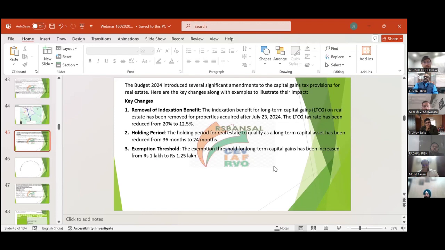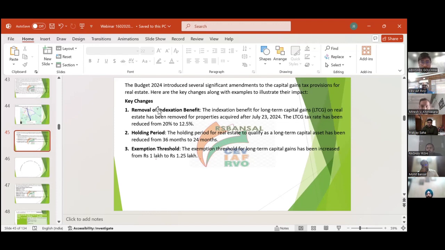Now there are certain changes in capital gain in the 2024 budget. First thing, they have removed the indexation benefit. But this is an important thing: you should know what changes have been made by the central government in the recent budget announced by the Honorable Finance Minister, and it should be noted by each and every valuer before signing any report after a particular date which is announced in that budget.